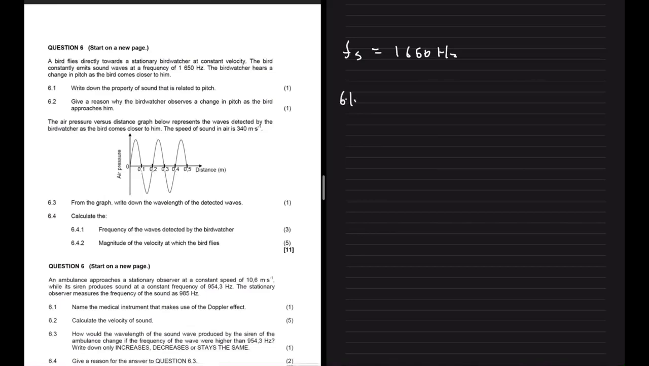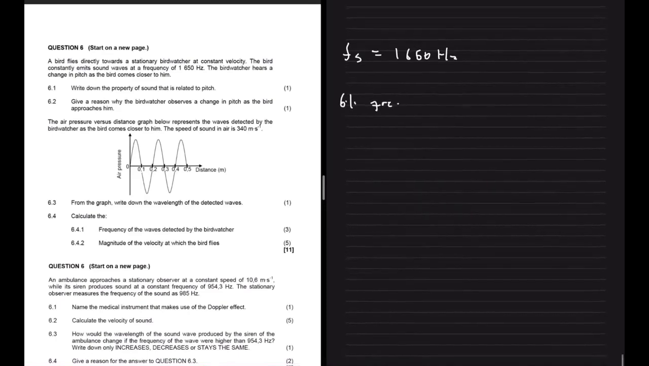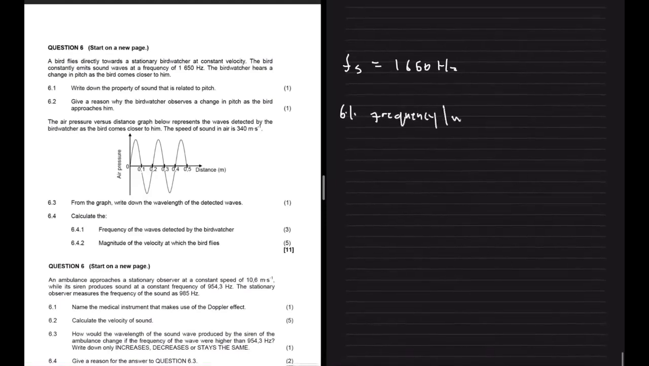And then 6.1 says, write down the property of sound that is related to pitch. By definition, Doppler effect is the change in frequency, wavelength, or pitch because of relative movement between an observer and a sound source. So a property that is related to pitch is frequency, right? But at the same time, frequency is related to wavelength. So we're going to write wavelength slash frequency like I just did.